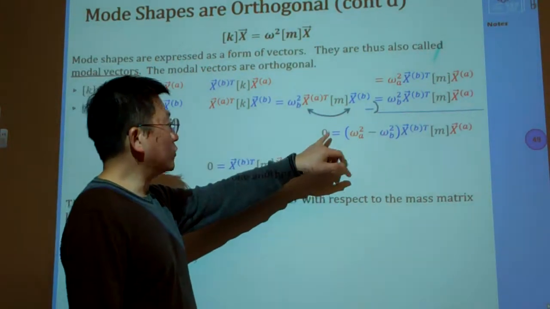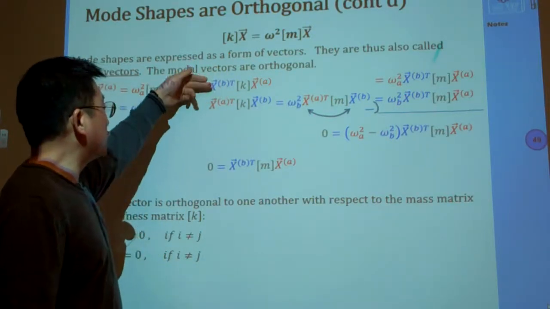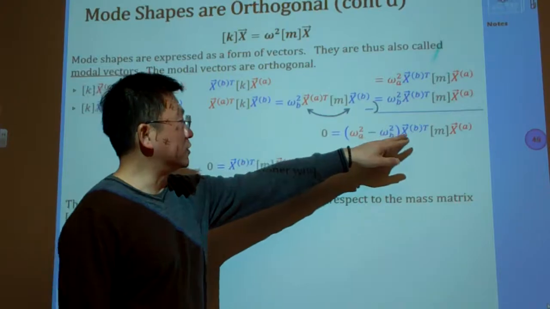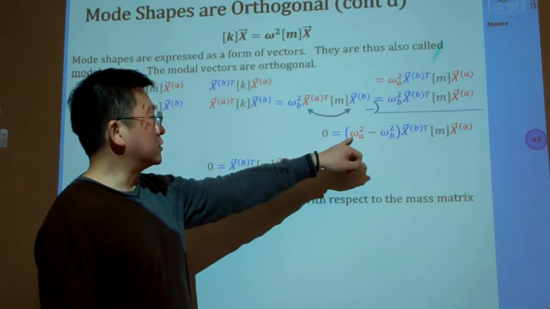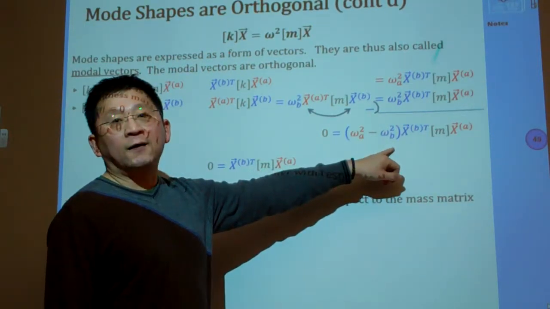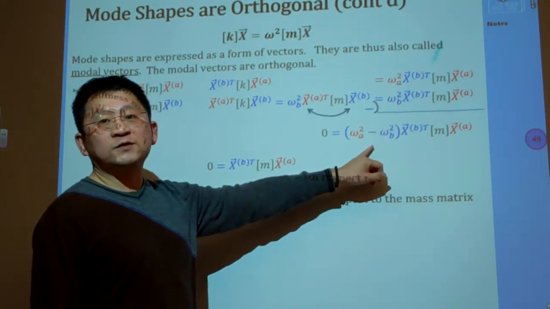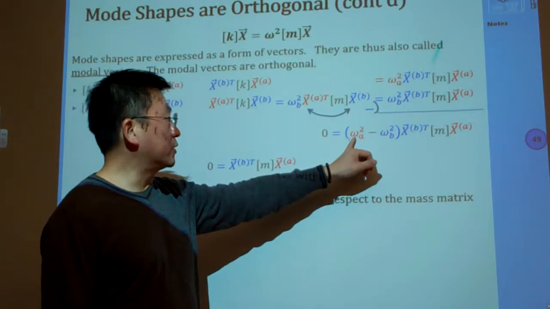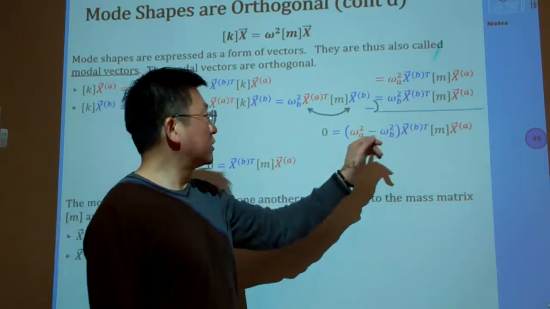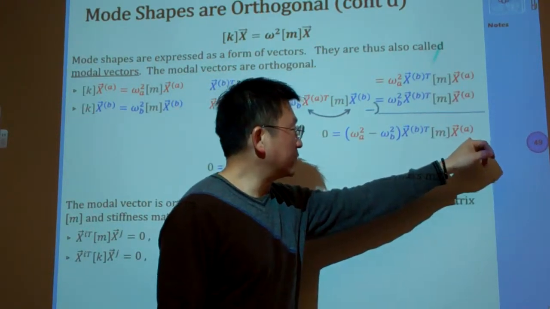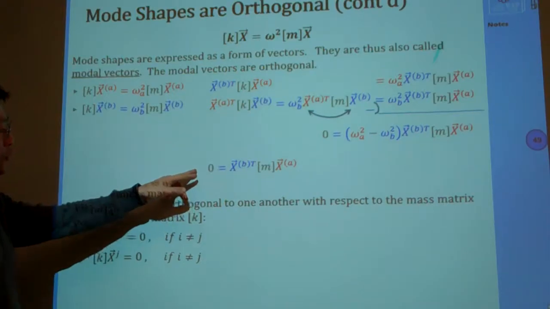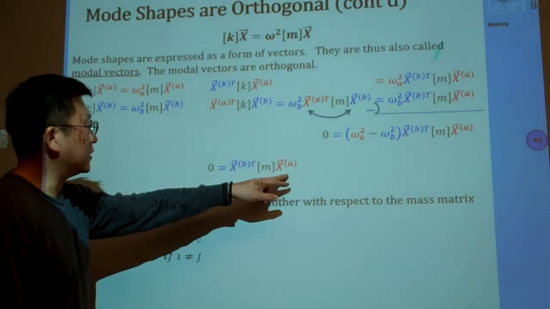In terms of the symbols, once we have the two equations, we subtract them from each other, and 0 equals this one. And we know from our exercise at the beginning that different natural frequencies are different numbers. So that means the difference must not be 0. If the whole thing must be equal to 0, the only possibility is that this one equals 0. So we come to the very important equation.